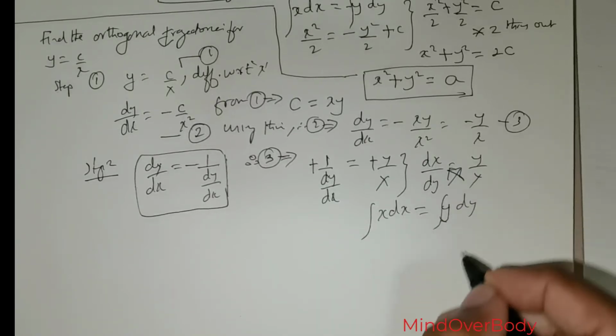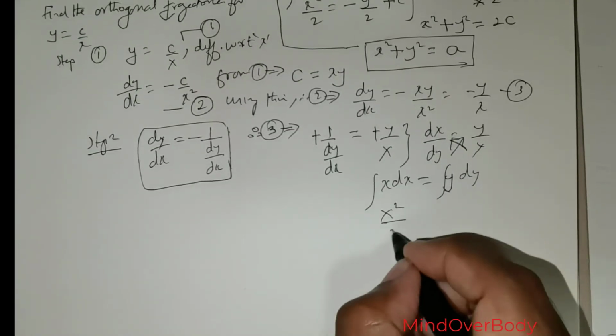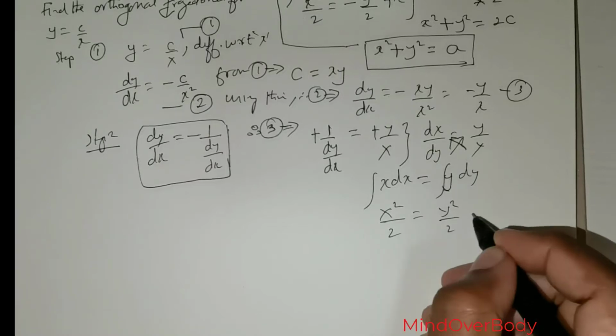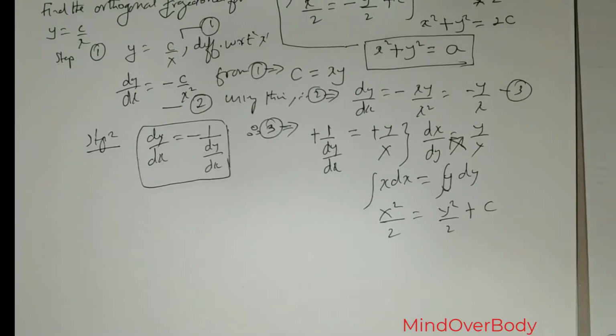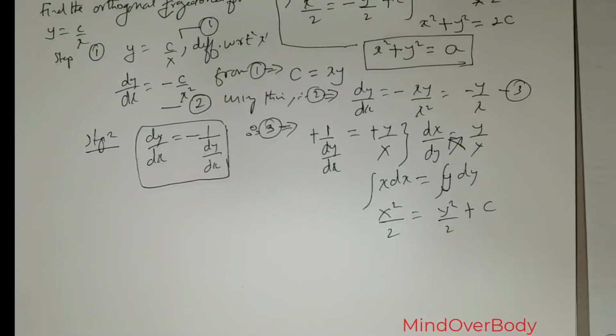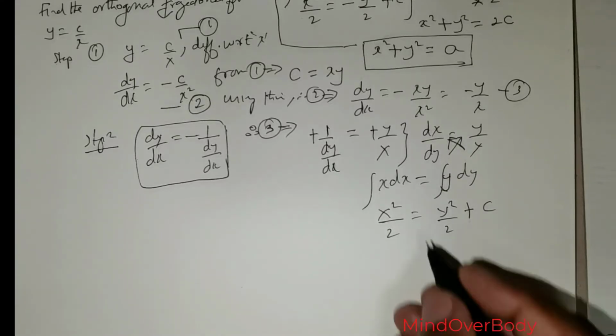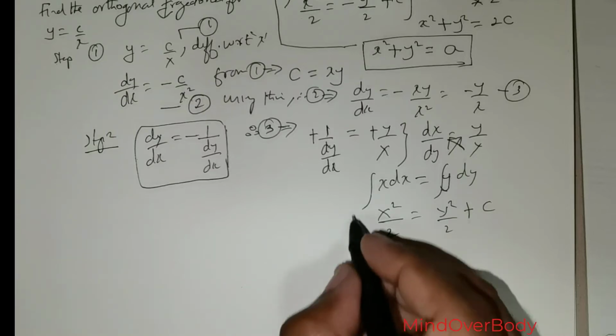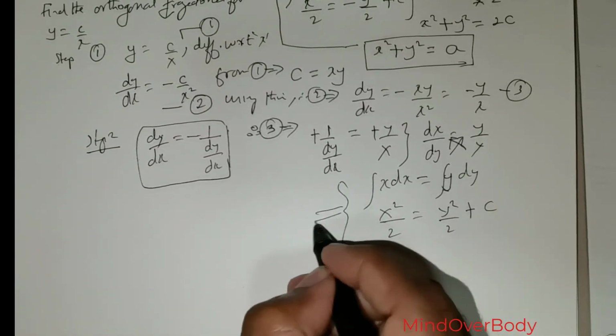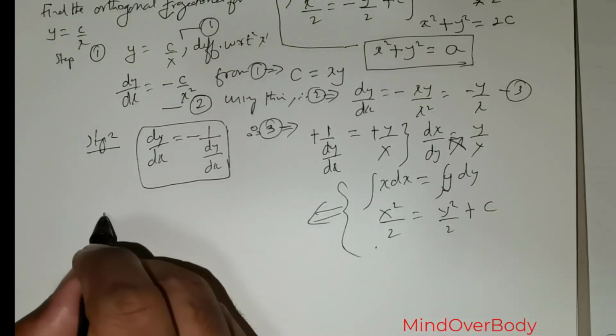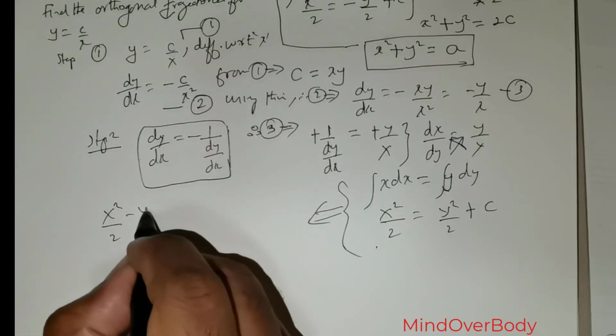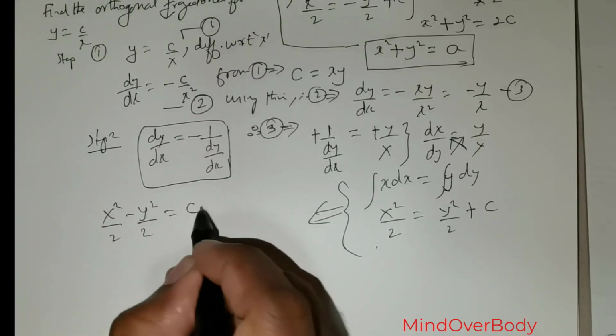So if I were to integrate this, this would give me x squared over 2 is equal to y squared over 2 plus arbitrary constant c. Now what we can do is bring everything to the left hand side. So I'm going to place the output here. So this is x squared over 2 minus y squared over 2 is equal to constant c.